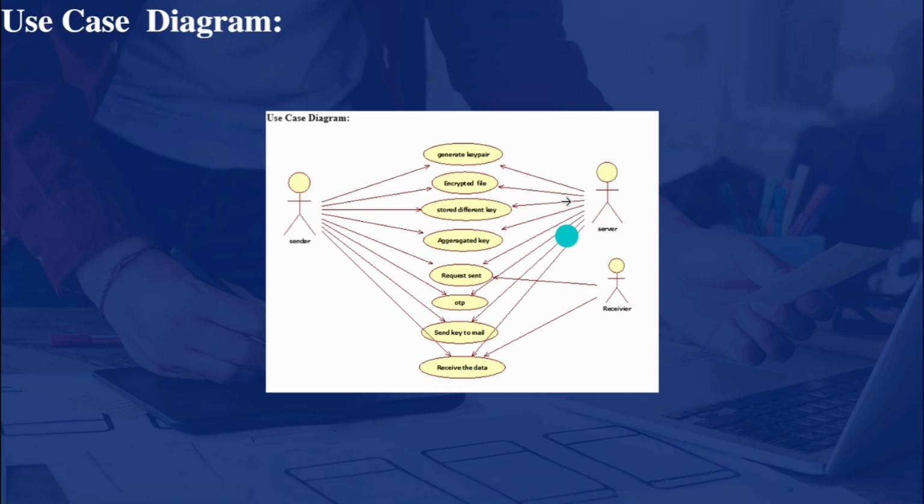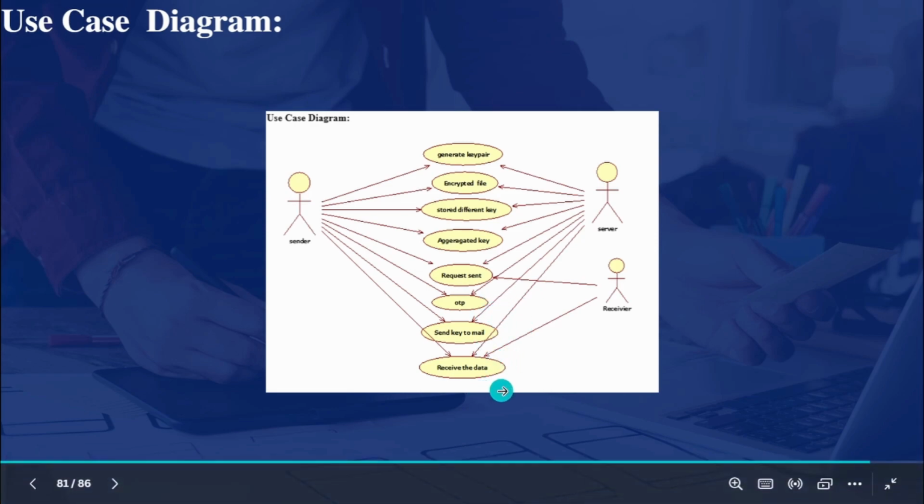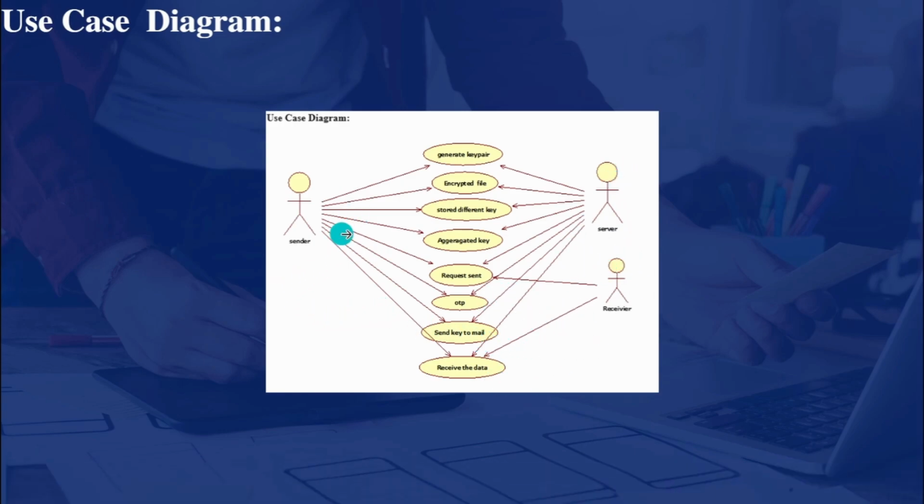Whenever there is a sender, he is going to generate some key pair, encrypt the file, and store different keys. Then aggregated key, request sent, for example, one-time password, send key to the mail, receive the data. So what is the role of a server and what is the role of a receiver? There will be a sender who is going to generate some key pair and encrypt the file.